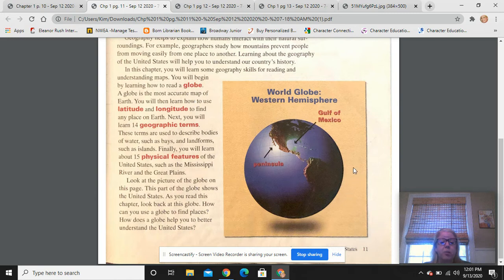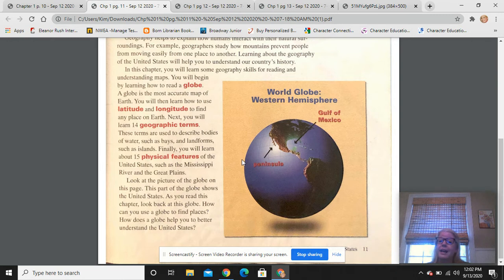Look at the picture of the globe on this page. This part of the globe shows the United States. As you read this chapter, look back at this globe. How can you use a globe to find places? How does a globe help you to better understand the United States? Well, I don't know if you have a globe at home, but we have a globe in our classroom that we're going to take a look at.